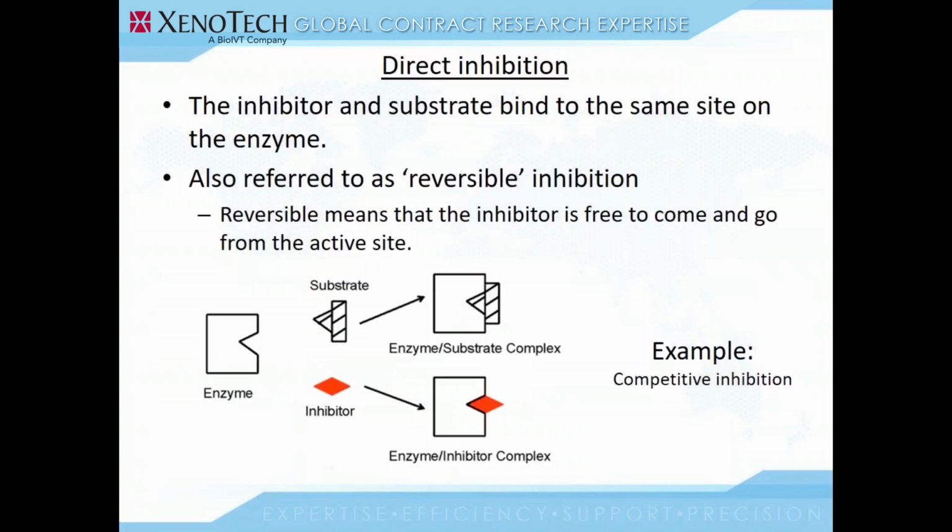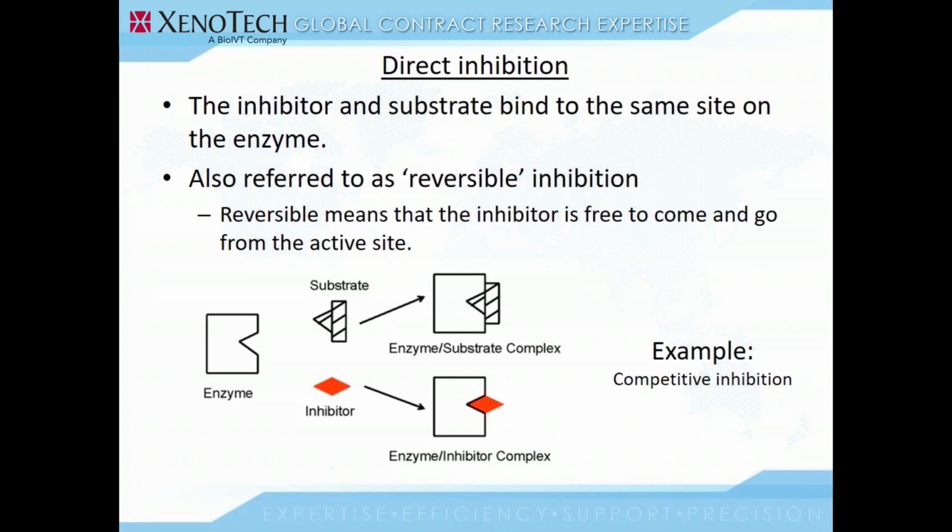So direct inhibition is when the inhibitor and substrate bind to the same site on the enzyme. And you can see this in the diagram below. The inhibitor is often a substrate with a higher affinity for the enzyme. This is also referred to as reversible inhibition. And reversible means that the inhibitor is free to come and go from the active site, and the effect decreases as the inhibitor is cleared. In our example, competitive inhibition can be overcome by increasing the substrate concentration.